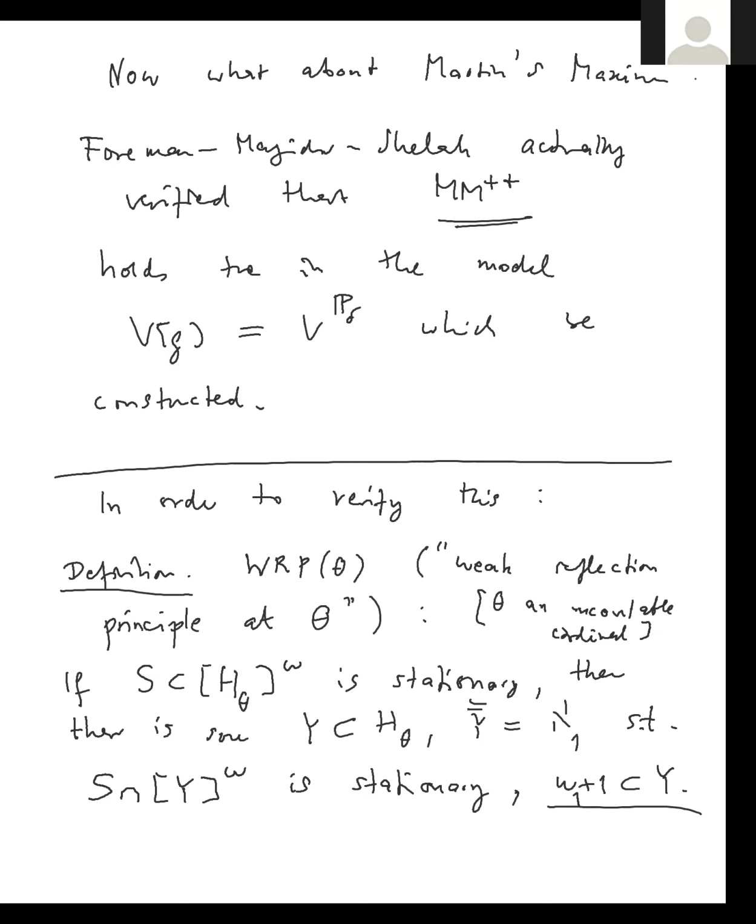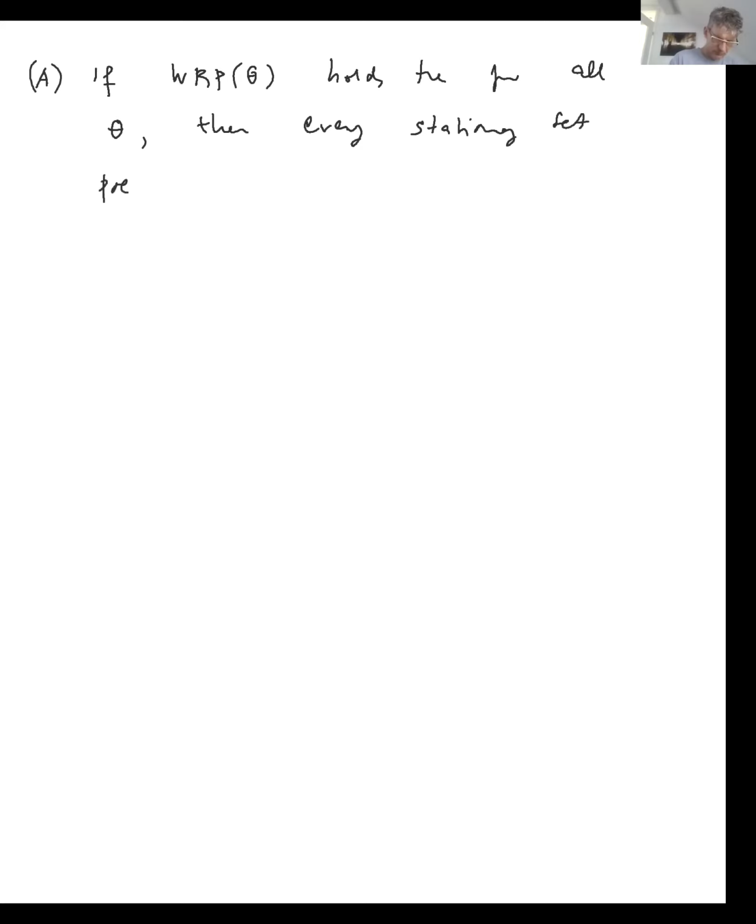Okay, so this is the weak reflection principle at theta, and now what's the role of it? There are two statements. For one thing, if the weak reflection principle at theta holds true for all theta, then, this is the first thing, every stationary set preserving forcing is semi-proper.